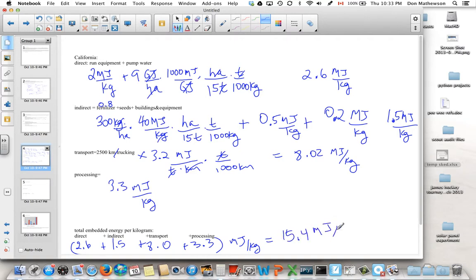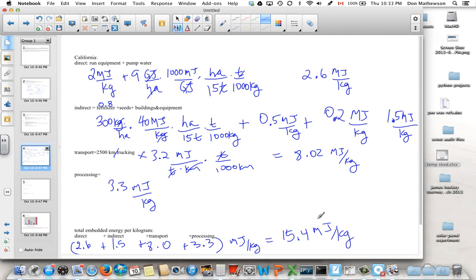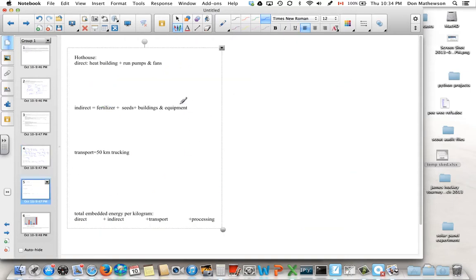per kilogram of tomatoes. Now, since the tomato itself is only about 0.7 megajoules per kilogram, you can see that we're not really getting a great return on our energy investment. For 15 megajoules per kilogram, we're making only 0.7 megajoules per kilogram of tomato. But of course, tomatoes aren't very energy intensive. It's more for the minerals and all of those other wonderful nutrients. So it's not necessarily a bad investment of energy to get all that healthy stuff.